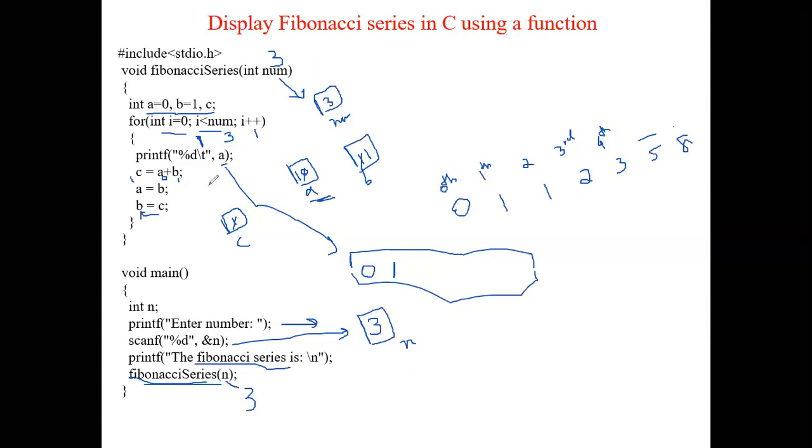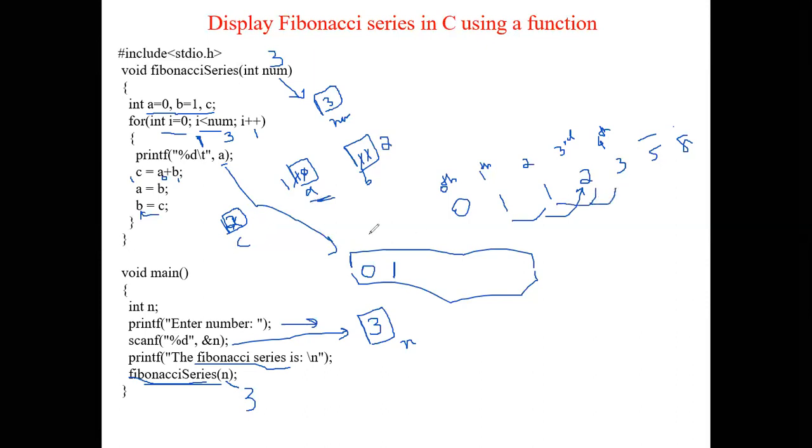Next, A plus B. What is the value of A? A is 1, B is 1. Store it in C. So that is 2. That is the sum of these two, so 2 will be stored in C. Then copy the value of B to A. B is 1, that will be copied to A. So in A we are storing 1. And copy the value of C to B. C is having 2, that will be copied to B. So that is the next 2.